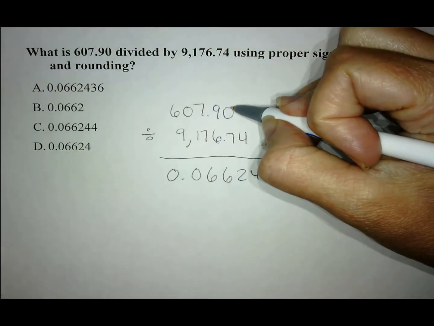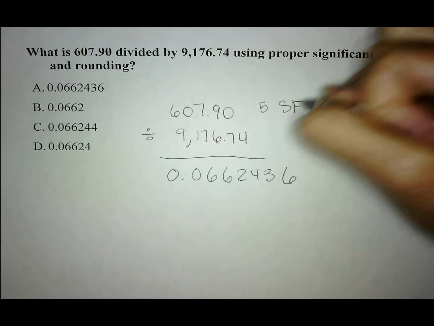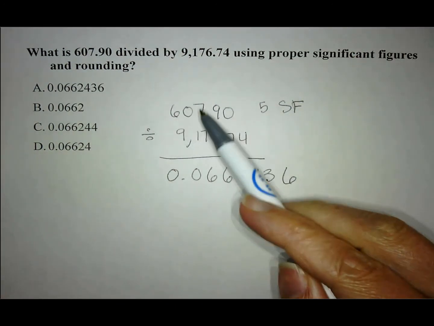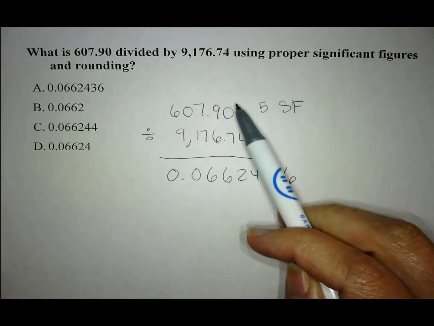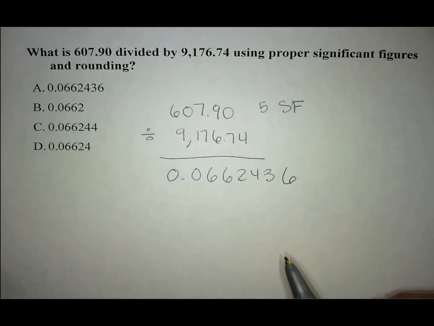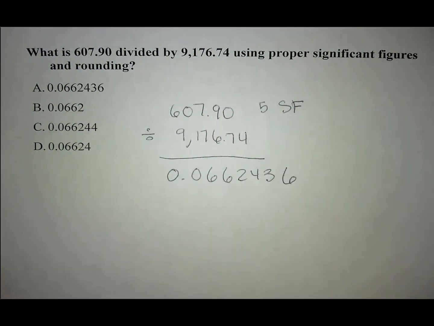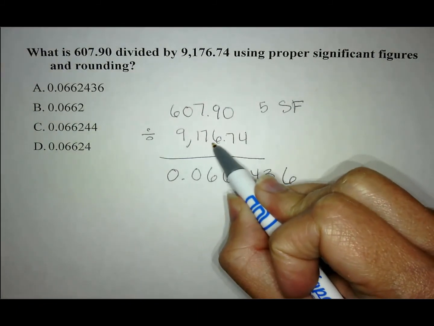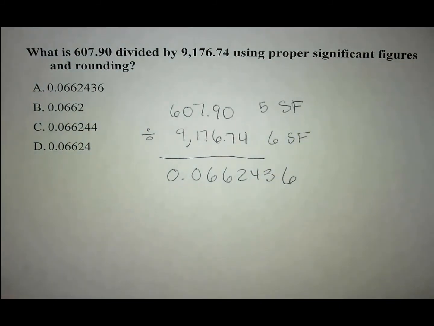Our top number has 5 significant figures. Remember, the 0 in the middle that's sandwiched is significant, and the 0 on the right is significant since there is a decimal point in the number. So all 5 of these digits are significant. Our other number has 6 significant figures. Since 5 is less than 6, we're going to round our answer to 5 significant figures.